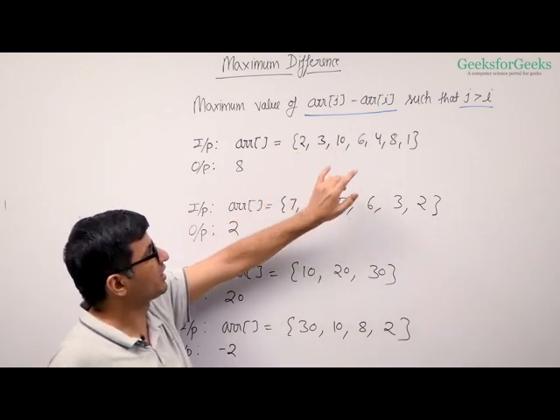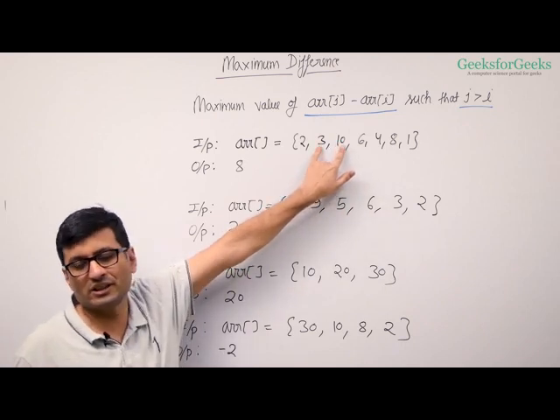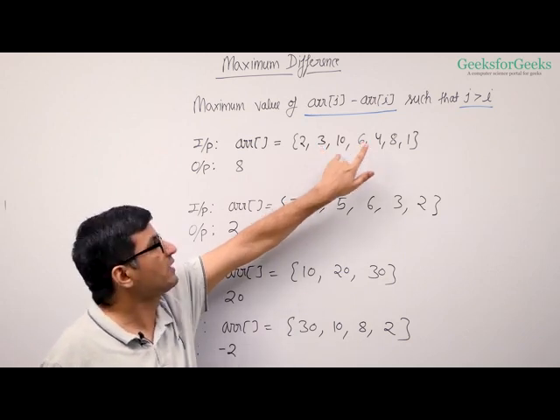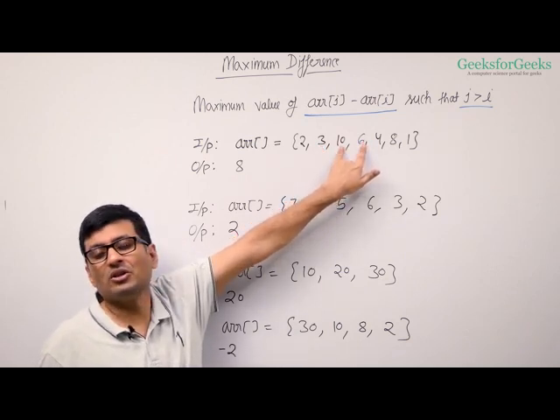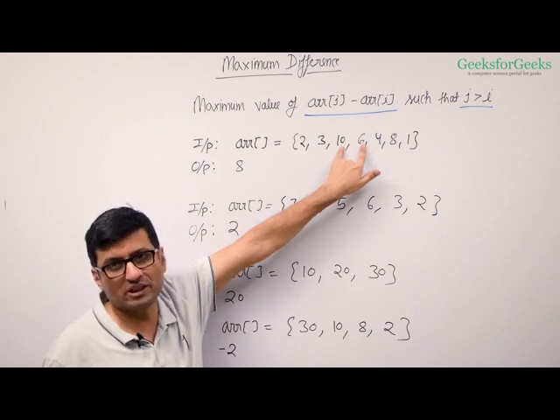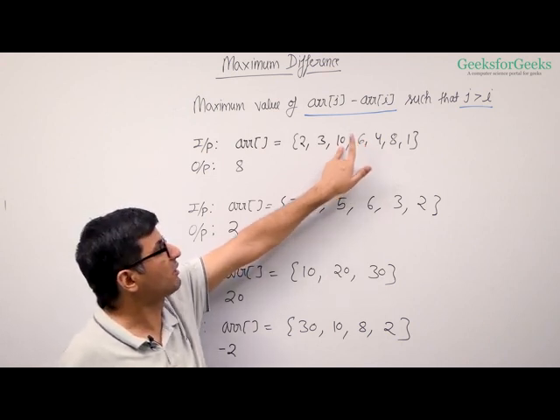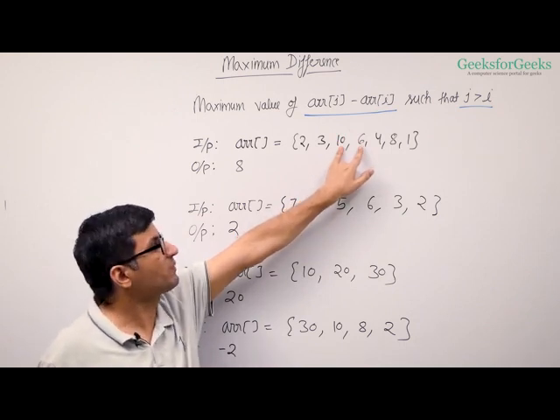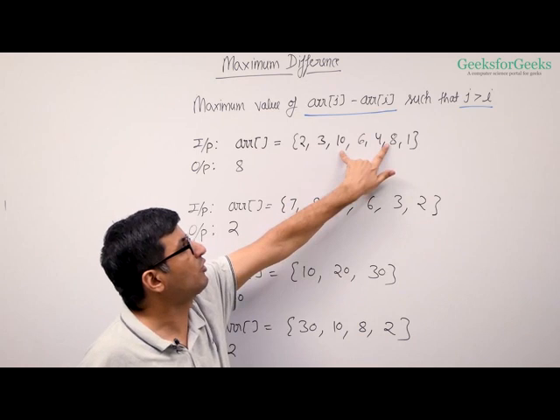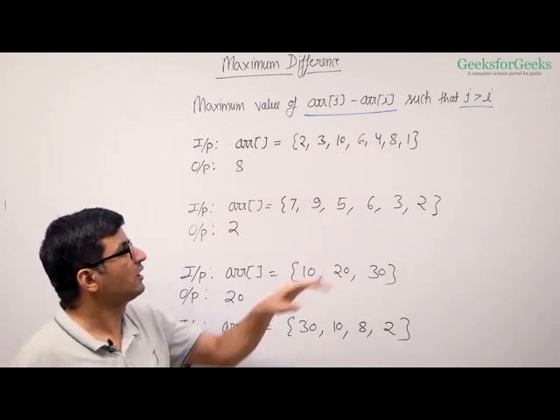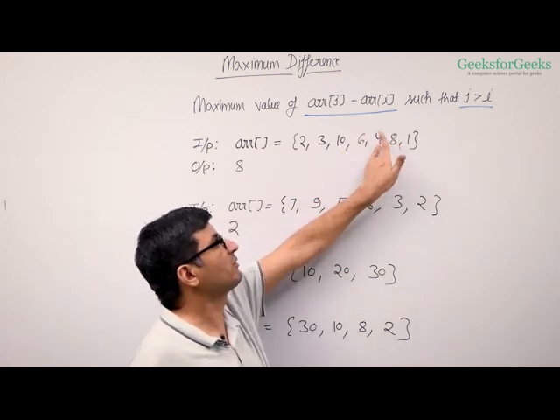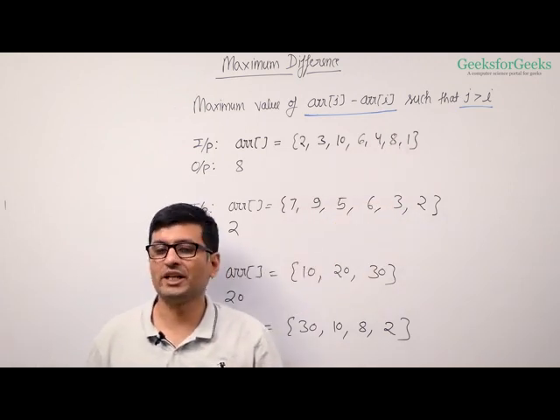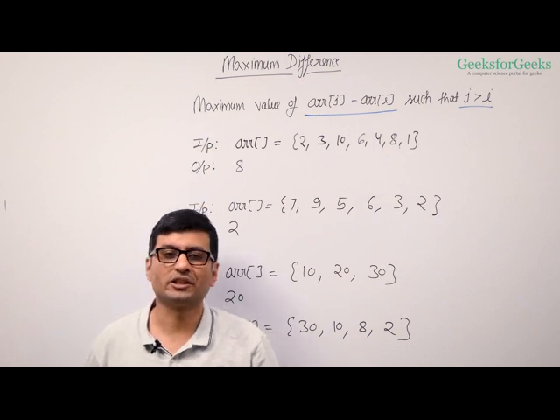For example, if you consider other pairs like 3 and 10, you get the difference as 7. If you consider 3 and 6, you get the difference as 3. If you consider 6 and 10, you get the difference as 10 minus 6. Please note that we need to subtract the first appearing element. So 6 minus 10 is minus 4. If you consider 10 and 4, you will get minus 6. If you consider 4 and 8, you will get 8 minus 4, which is 4. So we need to find the maximum of array[j] minus array[i] such that j is greater than i.